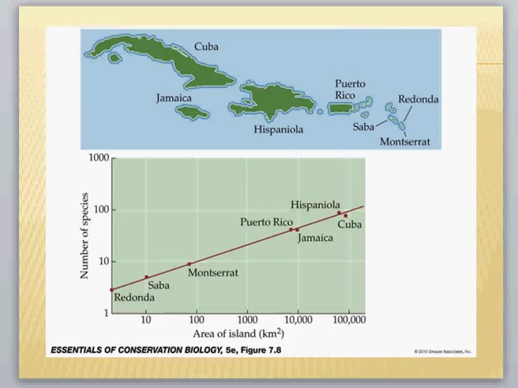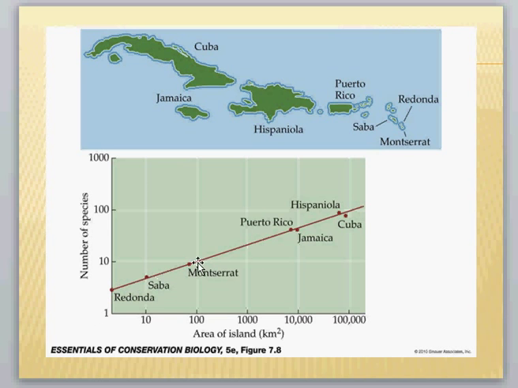Here I believe this is birds in the Caribbean. If we look at different island sizes and we plot the log number of species against the log area of islands, you see that it plots along a very satisfactory straight line. So the larger the area, the more species of birds that you will find.